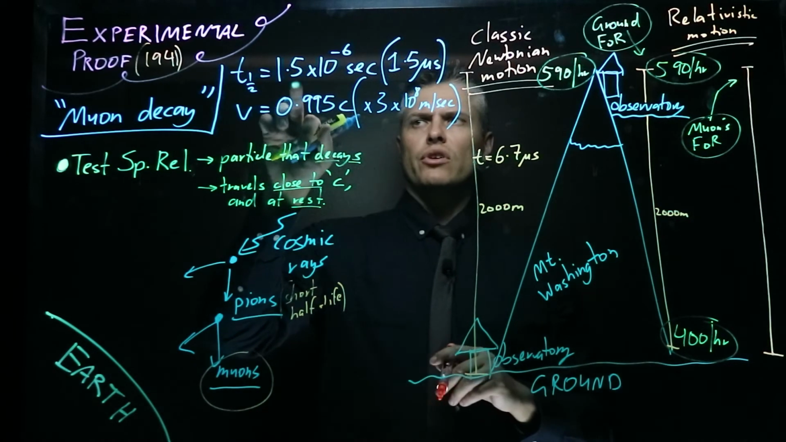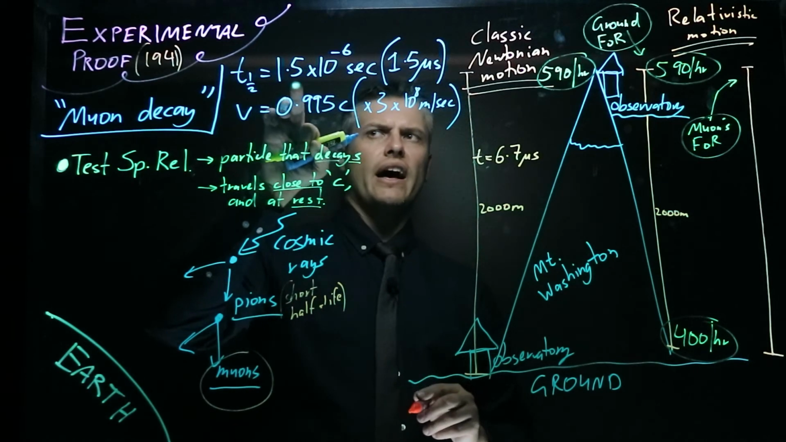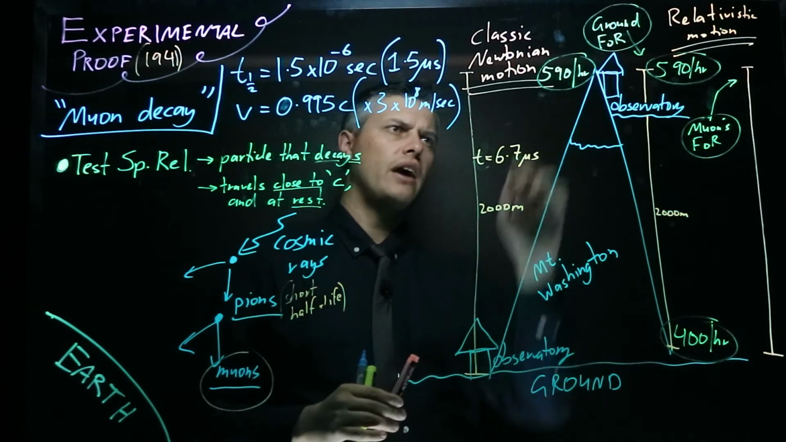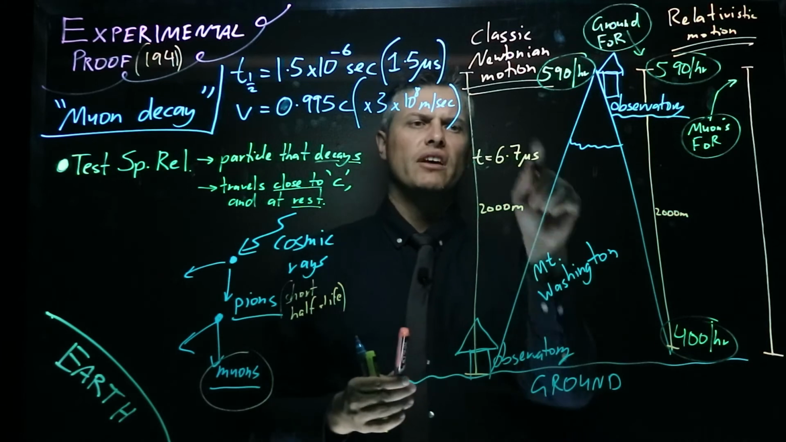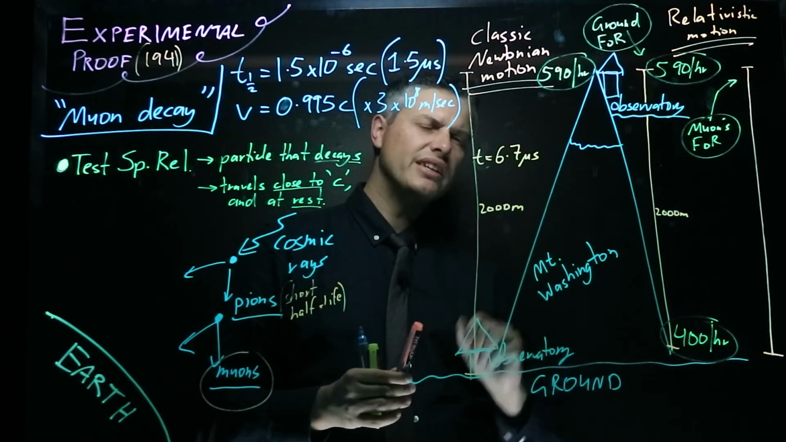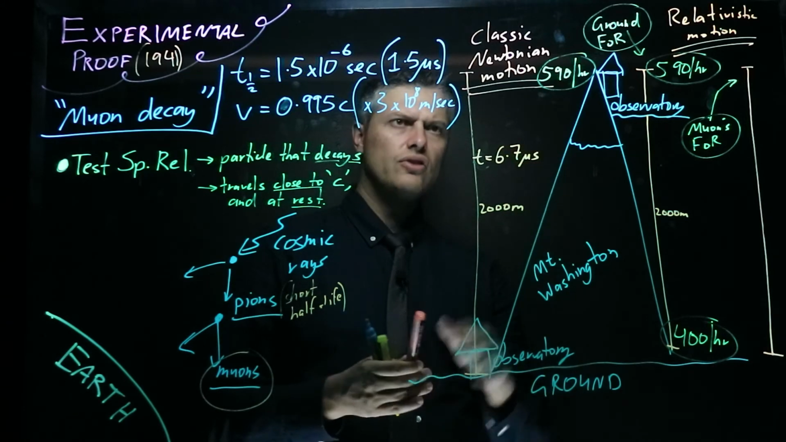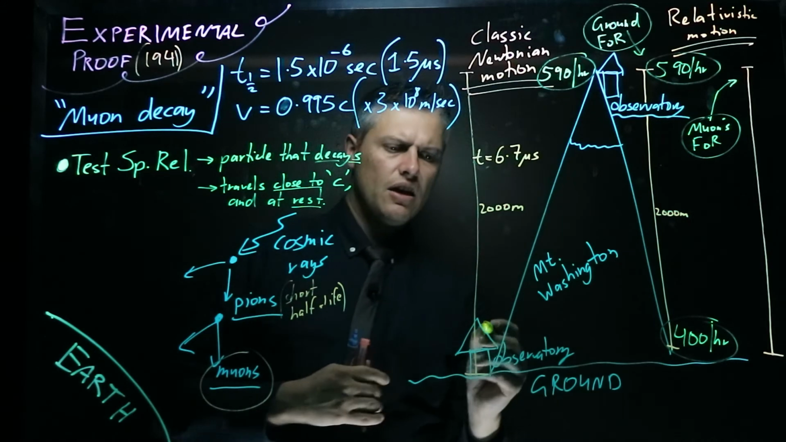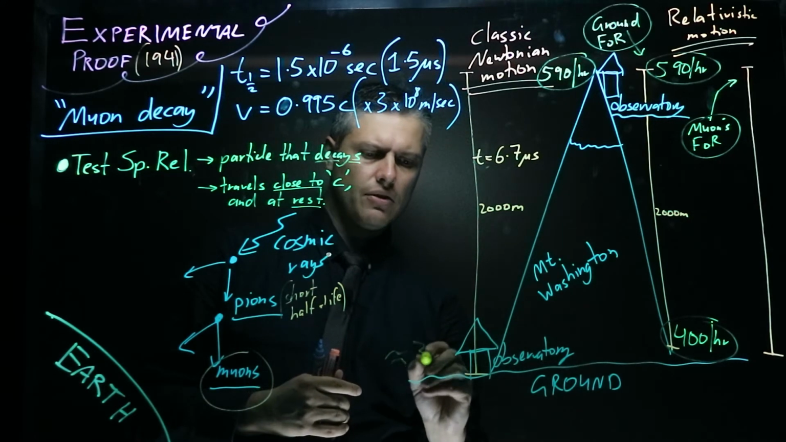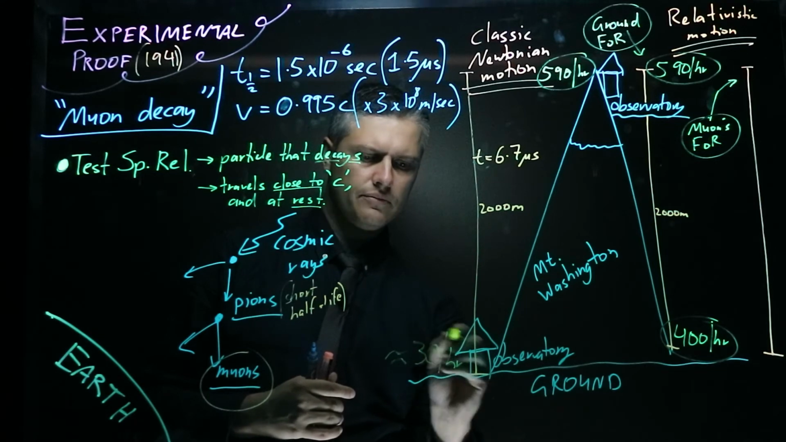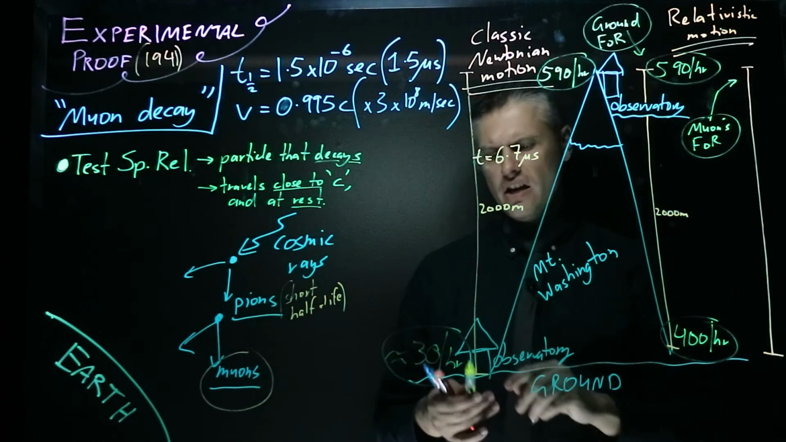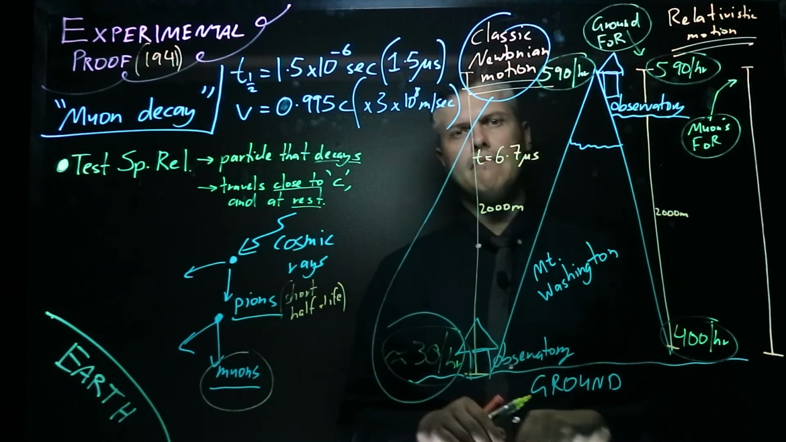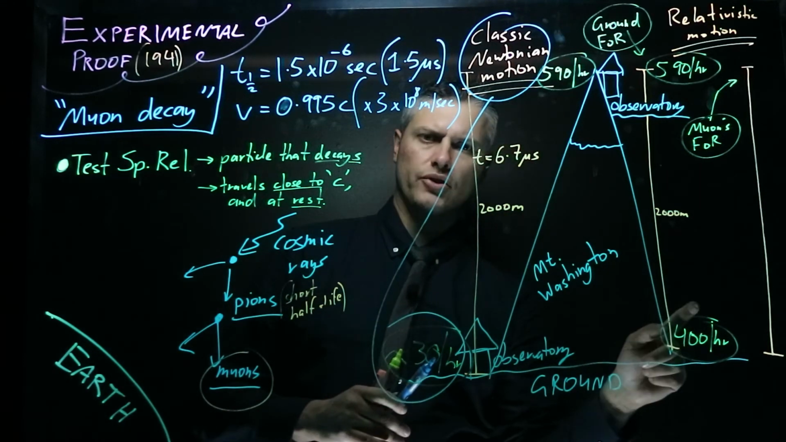Now, a muon decays with a half-life of 1.5 microseconds. That means half of them are lost. So if we start at 590 per hour, this is roughly 4 half-lives. So using classic Newtonian motion and looking at how much these things decay, we should end up with about 30 per hour. This is what we would get if we did classic Newtonian motion. But that's not what was observed.